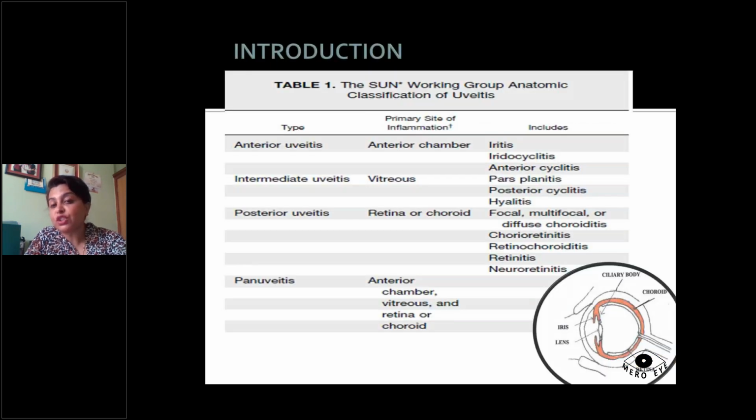And this is the classification we have been following for the last around 2 decades, which is given by Sun. But recently, this classification has been upgraded. It is yet to come formally, but vasculitis has been added in posterior uveitis. Many times our patients visit the uveitis clinic or the retina clinics. Now retinal vasculitis has been upgraded to posterior uveitis and the new classification will soon be released.